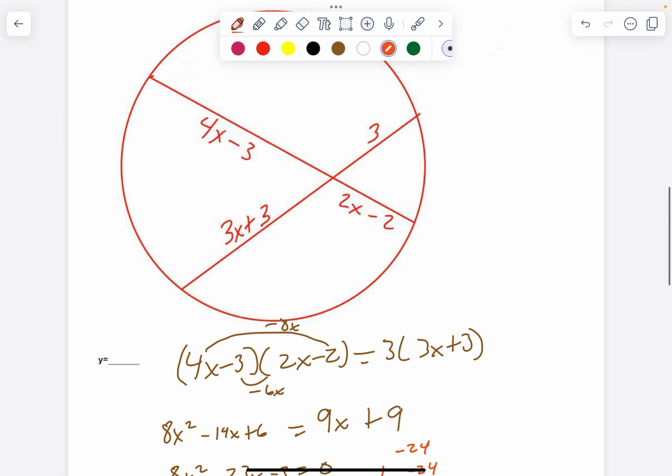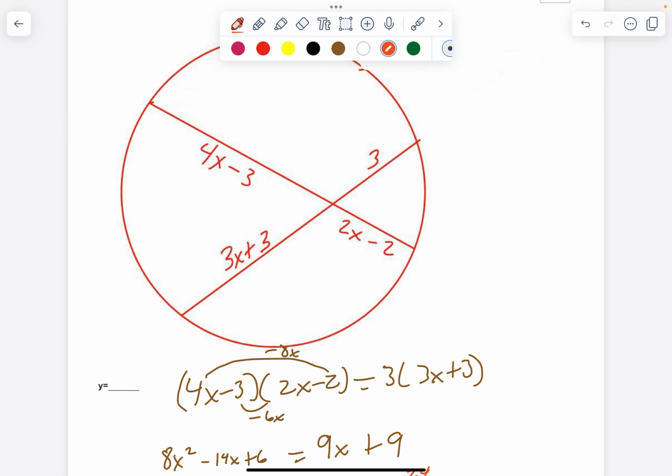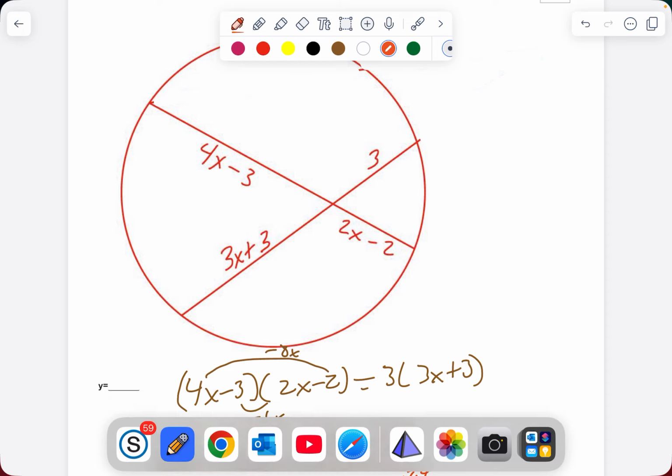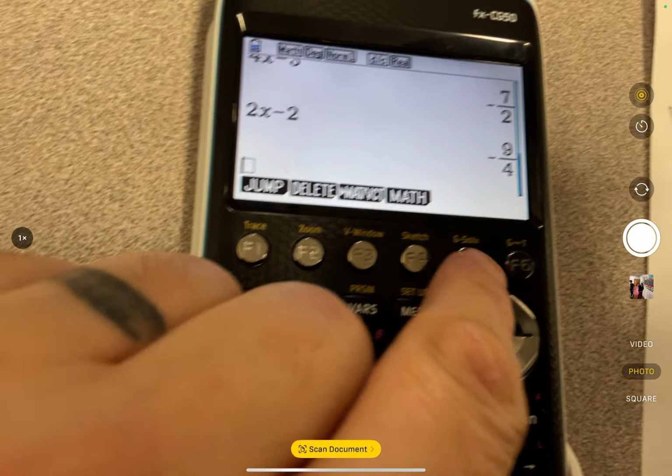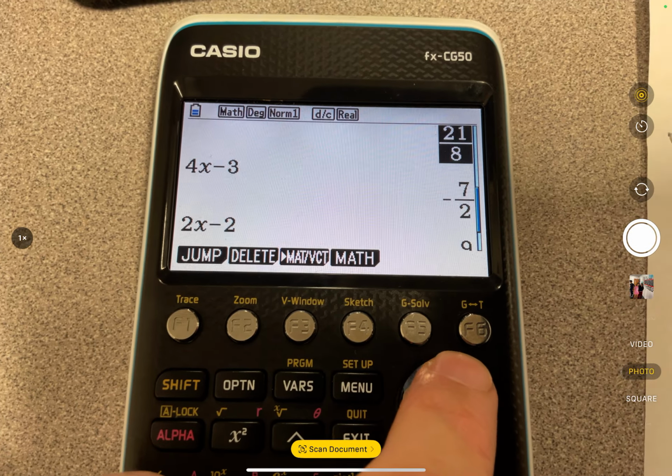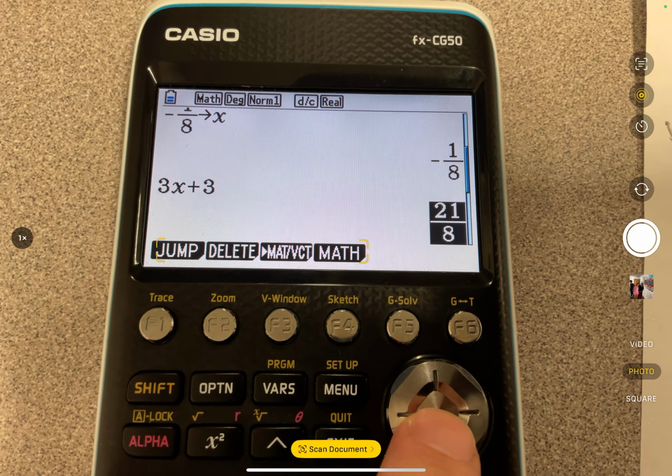Now I can plug in these different things. We have 3x plus 3, 4x minus 3, 2x minus 2. I'm going to type them in and then show you here. 3x plus 3, hit enter. 4x minus 3, hit enter. And 2x minus 2, hit enter. So what I did here was once I type that in for x, my calculator thinks that is x.